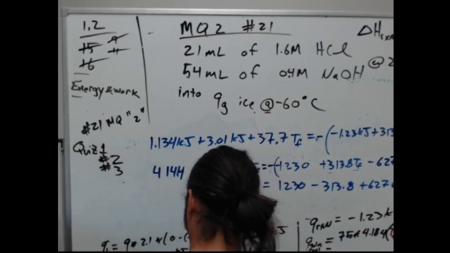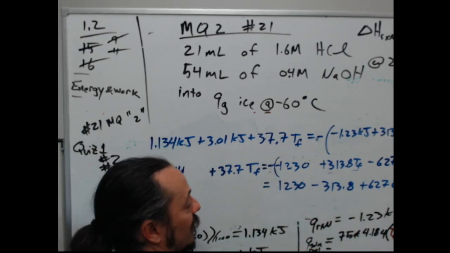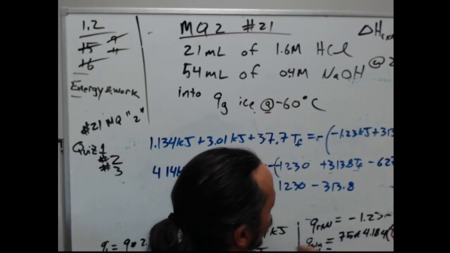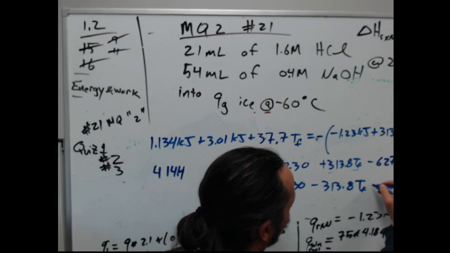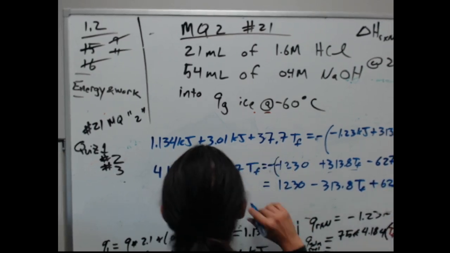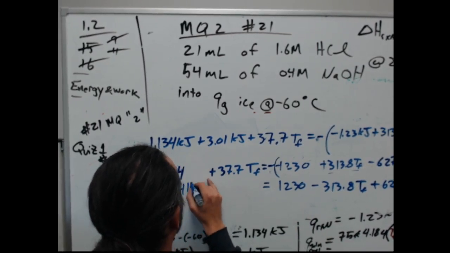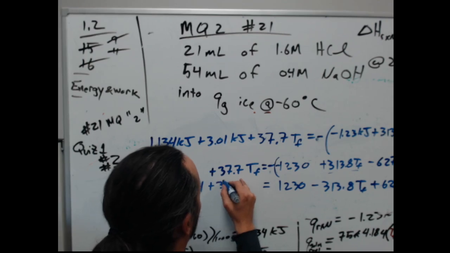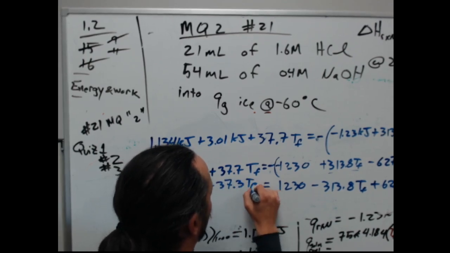Oh, jeez. Am I getting tired? I have a class after this. T final plus 6276 equal to 4144 plus 37.3 T final.